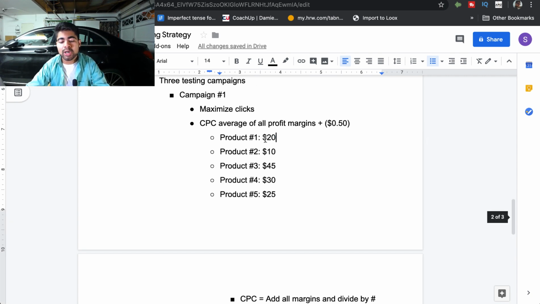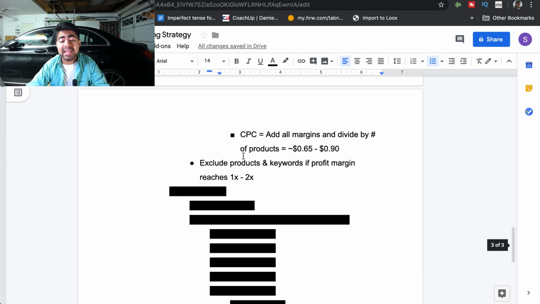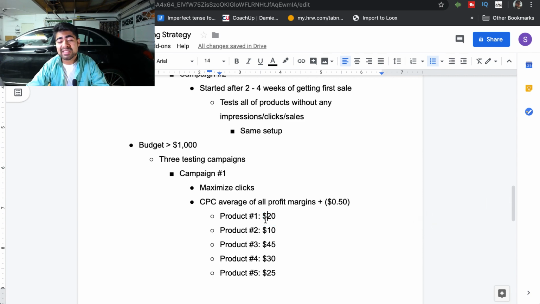So in this case, for product number 1, since you were expecting $20, I would maybe let it spend a little bit over $20, maybe even up to $40 to fully test the product. And if it has spent over $40 and it still got you 0 sales, that's when I would exclude the product. And the same goes for the keywords. Exclude the keyword if it has reached over the specific $20 amount in this case, or the $40, and it has got you 0 sales.